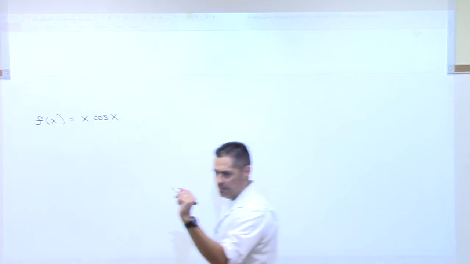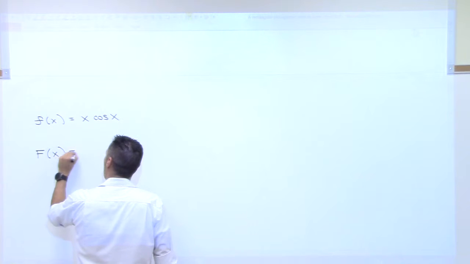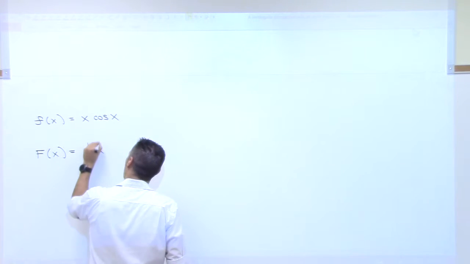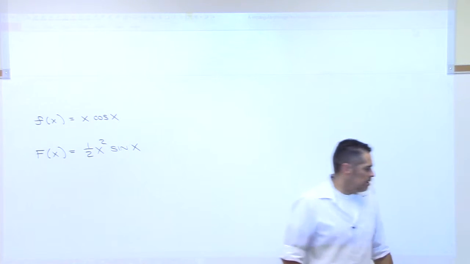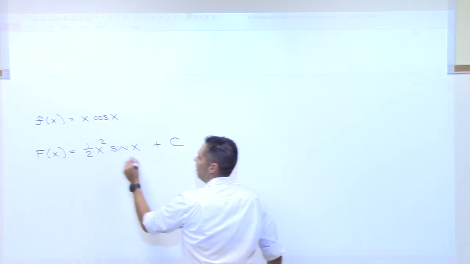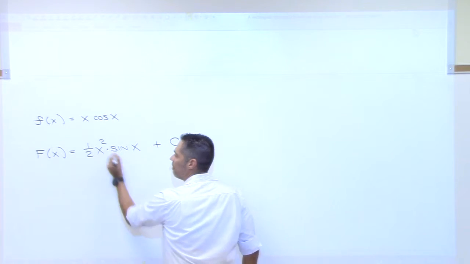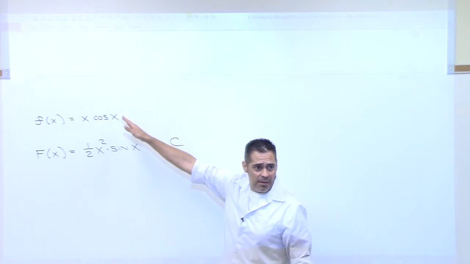Don't write this down, just pay attention. Antiderivative of this is 1/2 x squared sine x. Yes or no? No. Why not? Because if I check my work, oh well, I forgot plus c first of all, but if I check my work, there's a product there, right? So if I take the derivative of this, I need to get that, right?